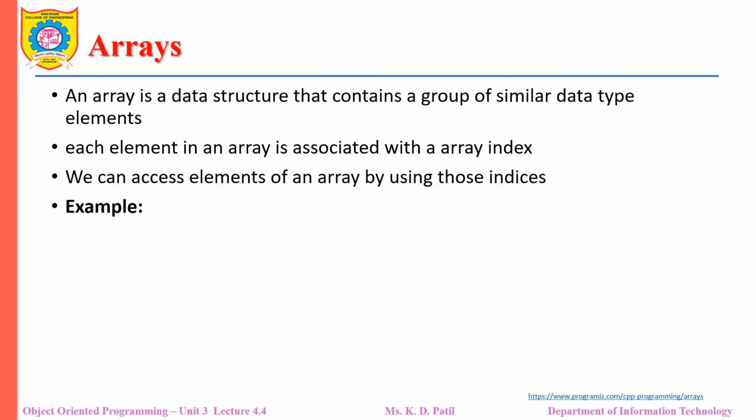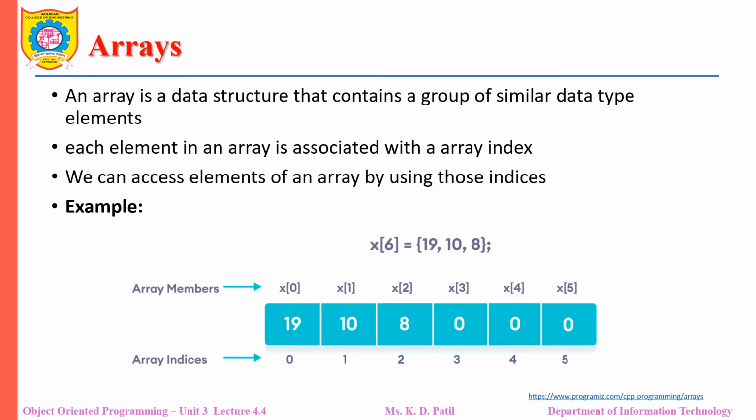What is an array? An array is a data structure that contains a group of similar data type elements. Each element in an array is associated with the array index. We can access the elements of an array by using those indices. Here I have an array X of size 6. The array elements are 19, 10 and 8.